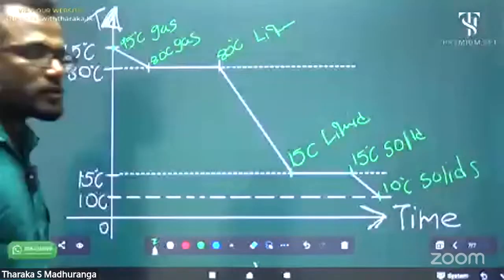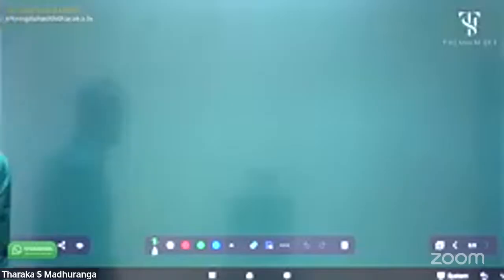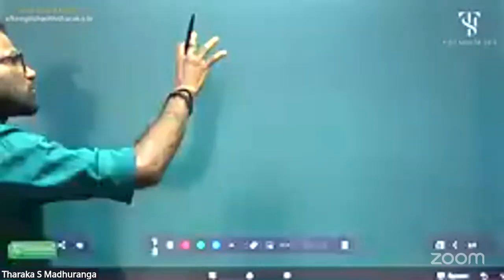This question asks how much heat is released to the environment during this process. Okay, how to calculate that? First of all, you can write down the process. You should have an idea what the process is.